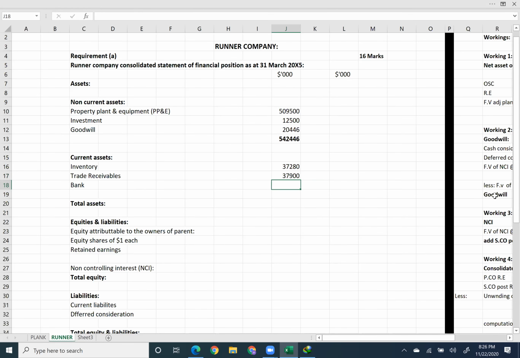So now bank balance. Parent company is 2,800 plus subsidiary company's is 1,500. And I hope you remember there was a 3,000 cash in transit which we have to add.